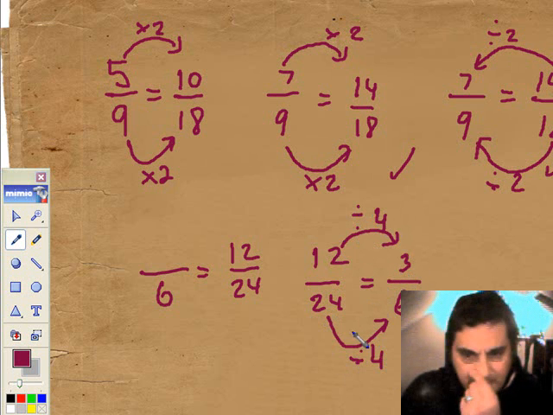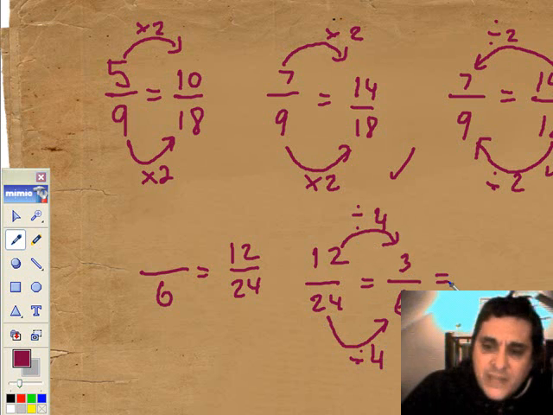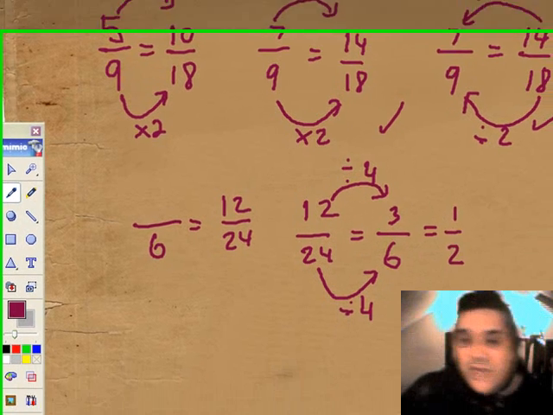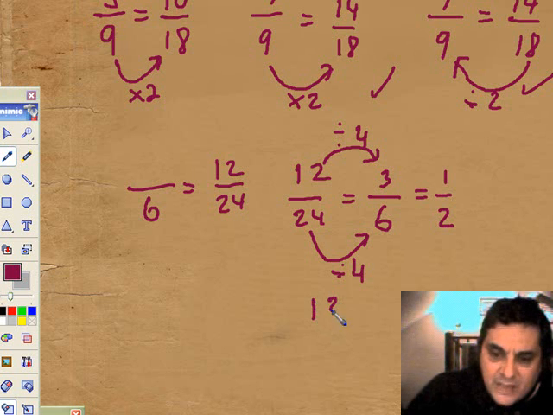I think that's correct, isn't it? Wonderful. Can that go further? Yes. 3 out of 6 is a half. We could have, of course, done it in one step. Let me just show you how we do that.